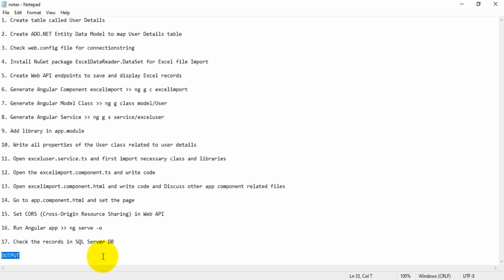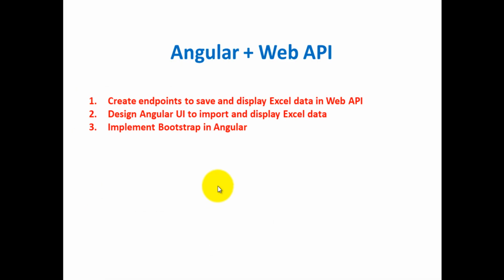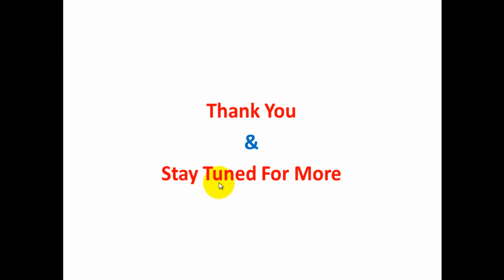So all these steps I have covered, up to step 17 and the output as well. Let's go to my presentation. So guys, in this way we can import the Excel file using web API in Angular, and after uploading the Excel, the data will be saved in our SQL Server database. And also for responsiveness, we can implement Bootstrap in our Angular application.